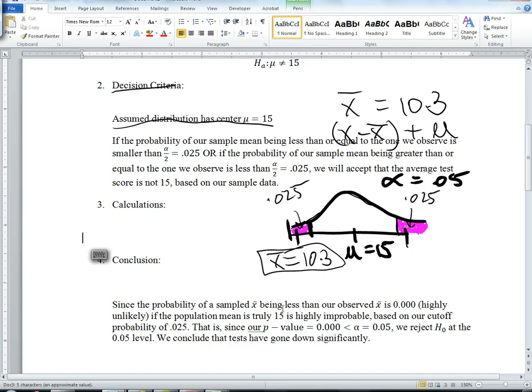Since the probability of a sampled x bar being less than our observed x bar is 0%, highly unlikely if the population mean is truly 15, based on our cutoff probability of 0.025. That is, since our p-value equals 0, which is less than alpha, we reject h0 at the 0.05 level. We conclude that tests have gone down significantly.